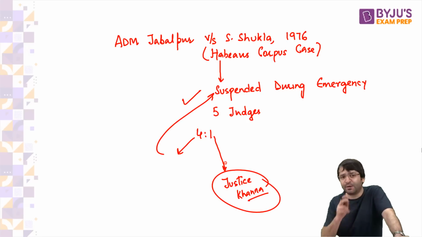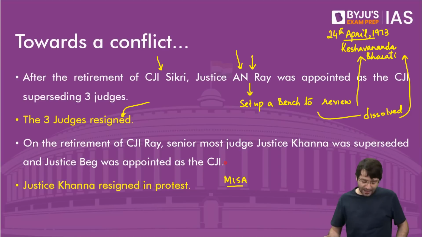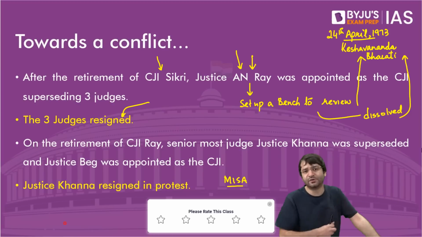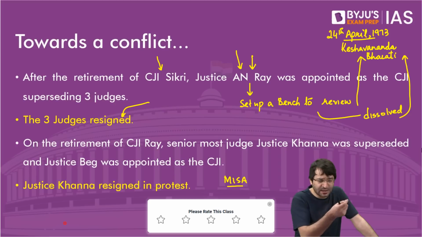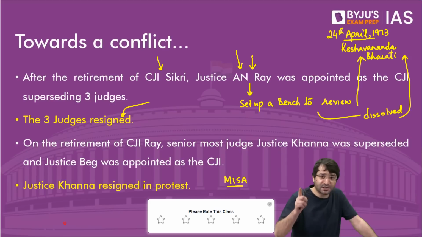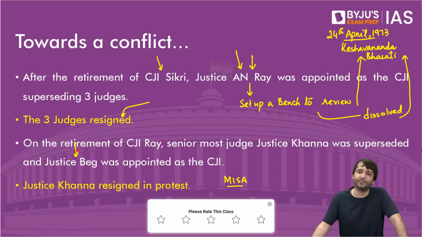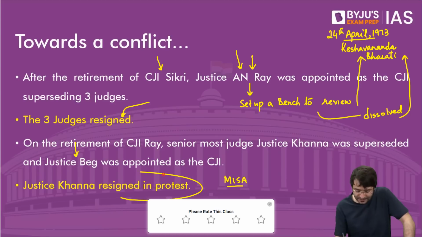But that's besides the point. Justice Khanna was the senior most judge of the Supreme Court, and he was next in line to be appointed as the Chief Justice of India, because we were following a convention. And the convention was a senior most judge of the Supreme Court should be appointed as the Chief Justice of India. Justice Khanna has now stood up to the government, said you can't suspend habeas corpus during emergency. And ultimately what happened? Justice Khanna was overlooked. Justice Beg was appointed as the Chief Justice of India. And Justice Khanna did the same thing as three of the other judges did in 1973. He resigned in protest.